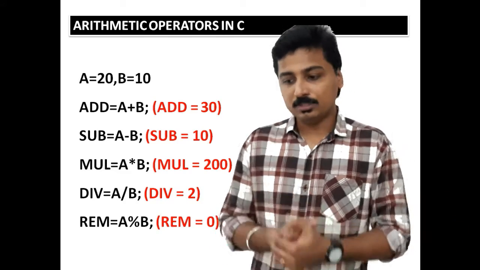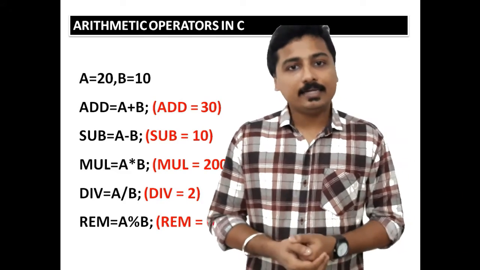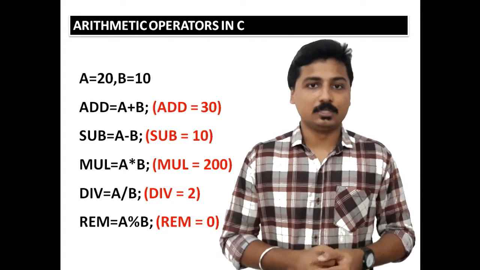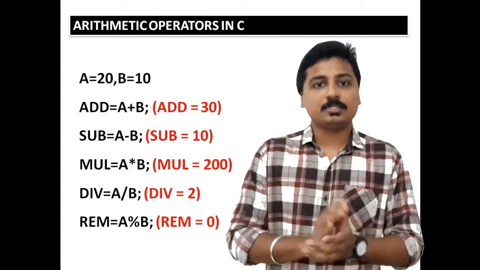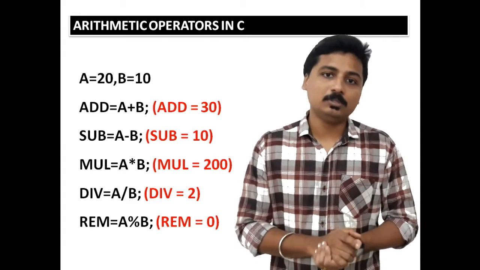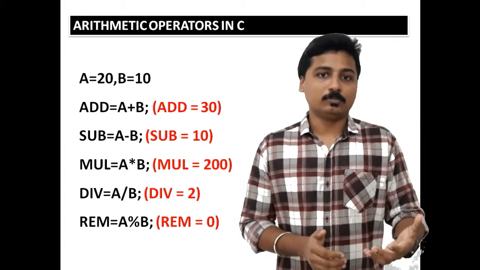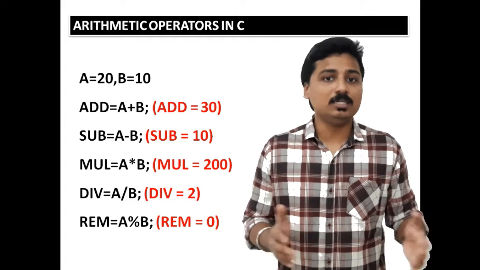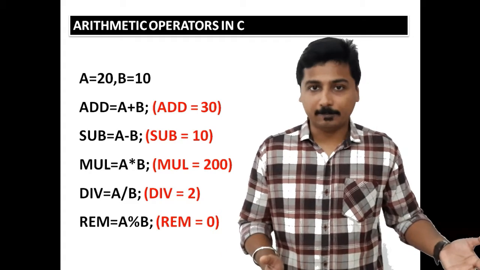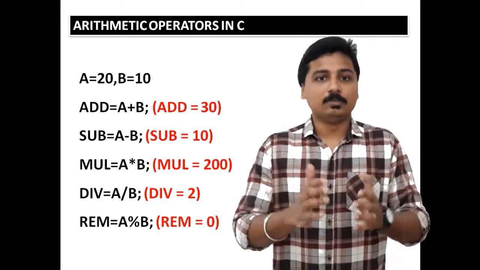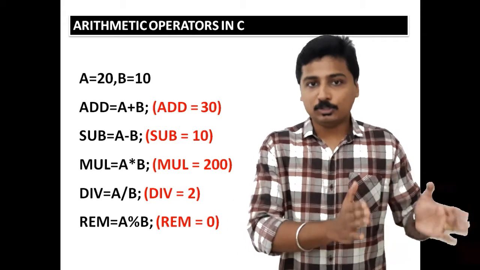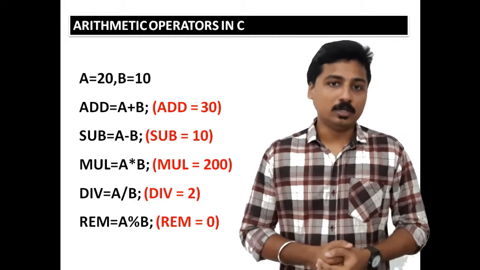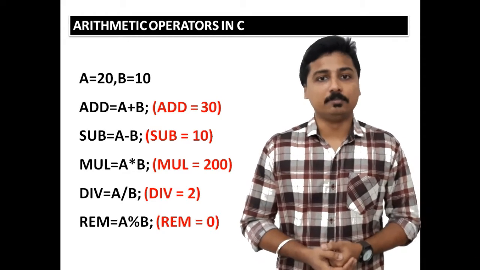So here we are using add. Add is a variable that is used to hold the result of the addition operation. Next, sub, subtraction, is a variable that will be holding the result of the subtraction operation, that is a minus b. So a minus b means 20 minus 10, so the result will be 10. In the next case, the multiplication operation, the result will be stored into a variable named mul. So the result 200 will be stored into the variable mul.